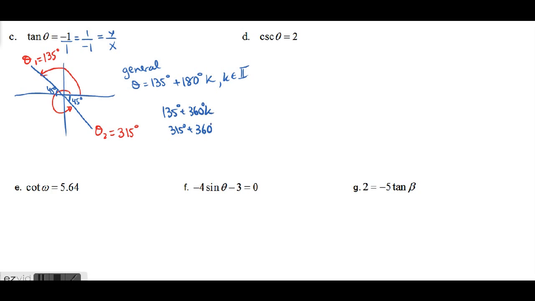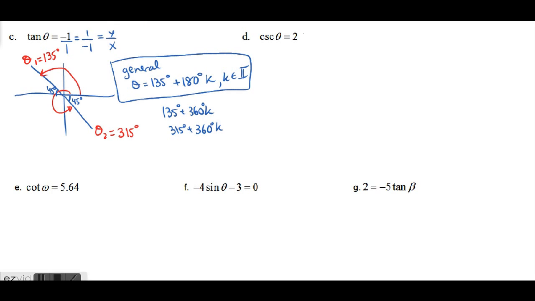If you forgot, you could just record 135 plus 360k and 315 plus 360k. It's also true, it's going to give you all the answers, but it's just some of these are going to be basically the same ones. So I would say this is the best way of recording that. And you'll have a chance to practice this more when we get into more of the trig solutions.